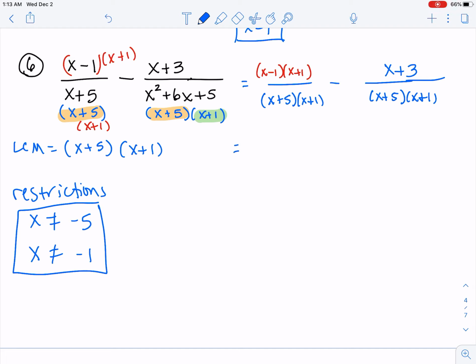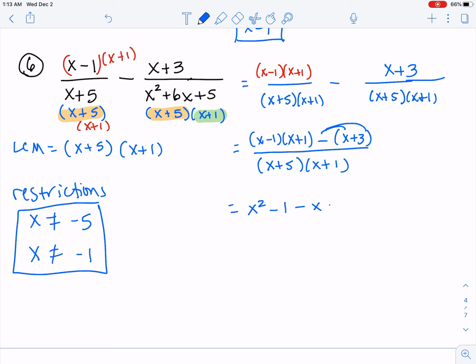All right, so I'm going to rewrite this all over the same denominator. And that would be x minus 1, x plus 1, those multiplied together, minus the entire quantity of x plus 3. I'm going to FOIL this first part, and that's the difference of squares, so that's going to be x squared minus 1. I'm going to distribute the negative, minus x minus 3, all over that denominator.